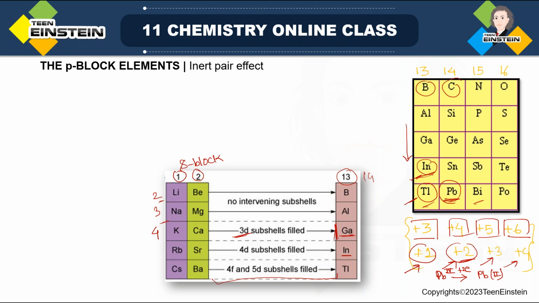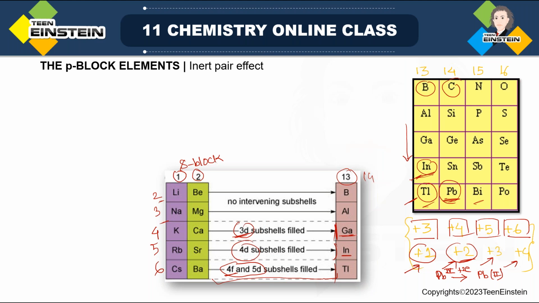Just before gallium, 3D is completed, just before indium, 4D is completed, and just before thallium, 4F and 5D subshells are completed. So because of this presence of 3D, 4D, and for the 6th period even the presence of 4F, that is F electrons, and F and D combined in the last period, what happens? As we know, d orbital and F orbital, their screening property is very poor, right?